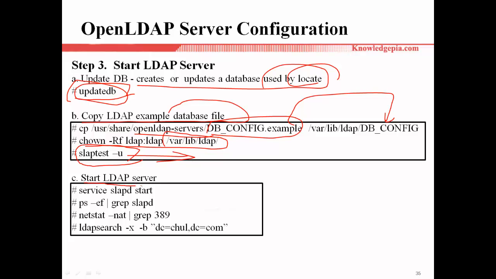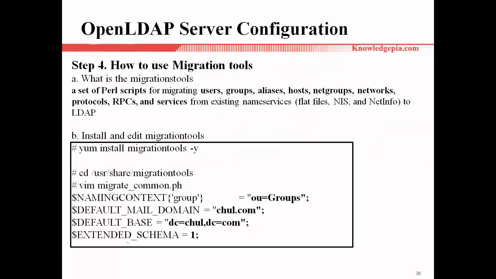C. Start the LDAP server. Using this command, service slapd start, and check the process. In the first video, I already told you the LDAP server normally uses port number 389. So using this command, please check whether this port is open or not. After that, ldapsearch -x -b chol.com. This command will show you the empty database. Later we will add more data to this database.